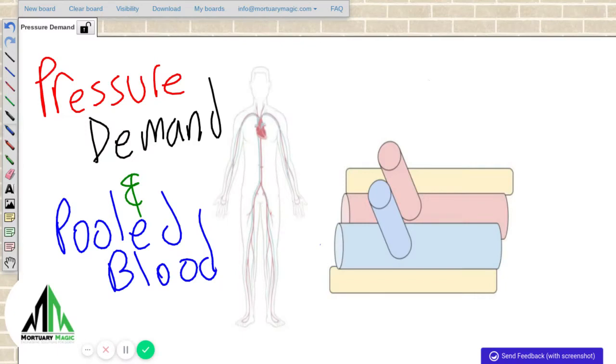Hello. This video is to shed some light on the importance of removing pooled blood and how it affects the pressure demand. And when we talk about embalming, we're talking about introducing fluid from a single injection site. And by doing this, we will raise the pressure within the body to distribute fluid.